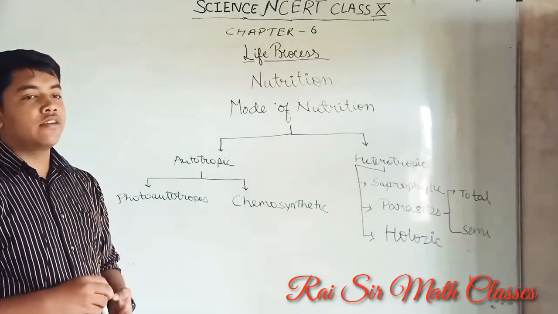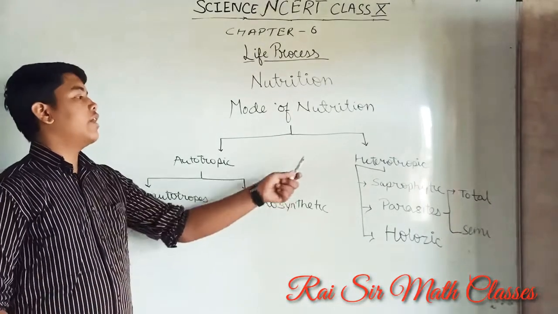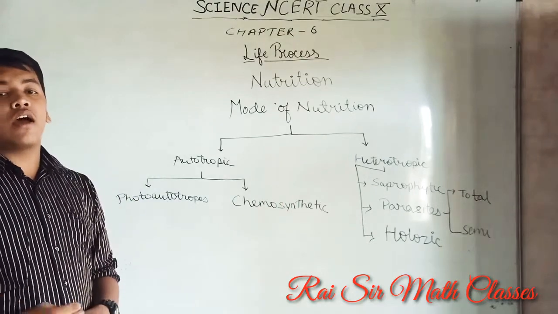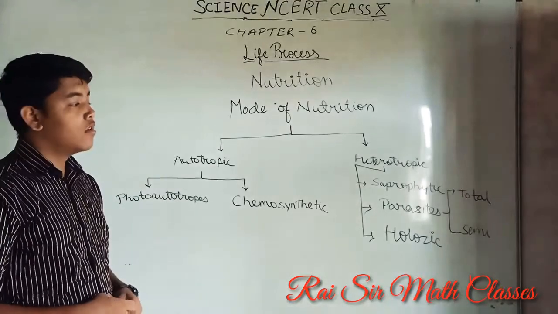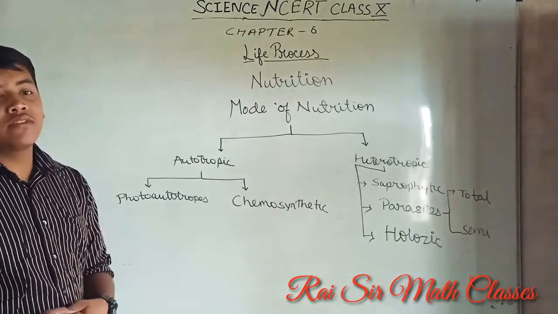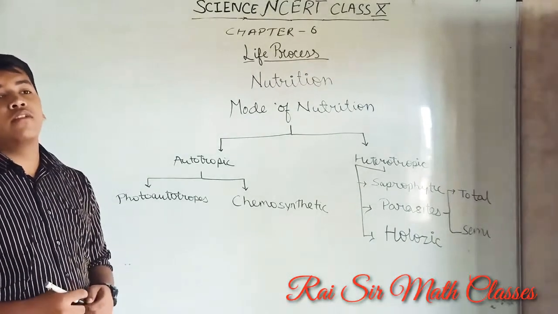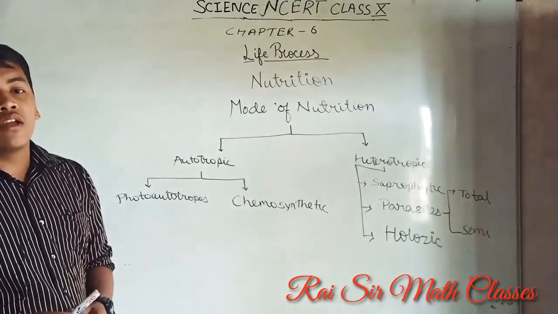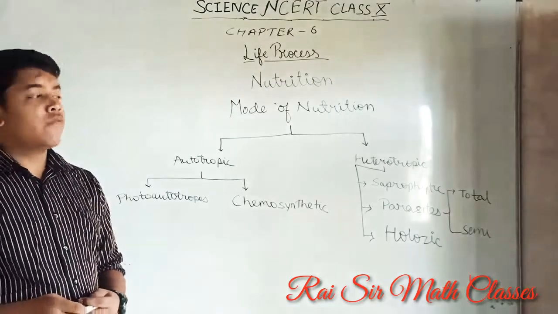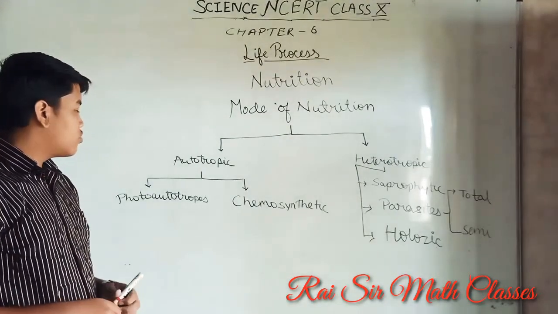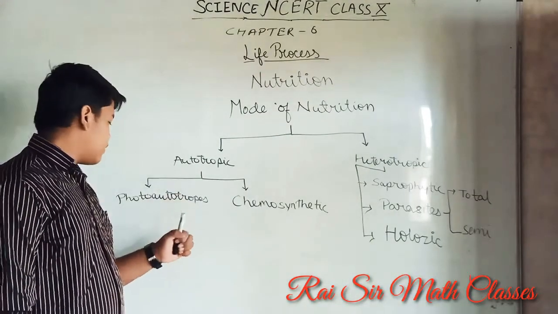It's not like that. We are of the heterotrophic kind. We depend on plants, which provide us vegetables. So heterotrophs are the plants and animals which depend upon some other plant or animal for their food. So let's start with autotrophic.